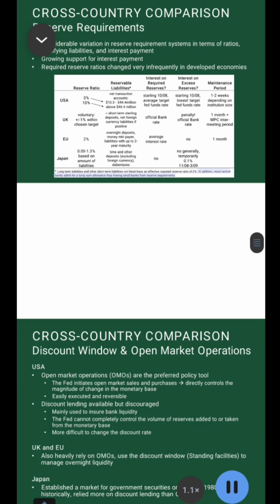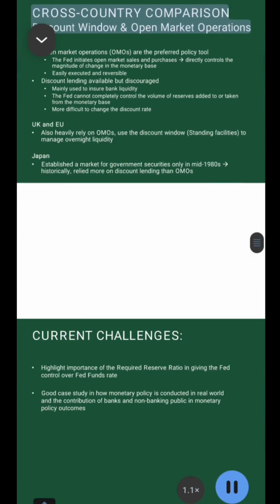In addition, most central banks allow for a lump sum allowance, thus freeing small banks from reserve requirements. Cross-country comparison: discount window and open market operations.